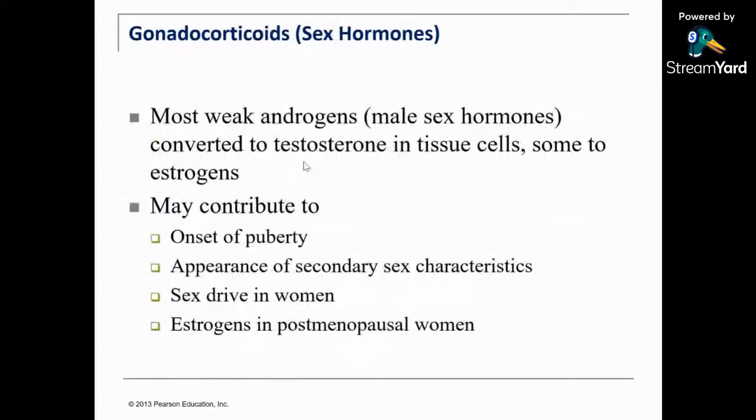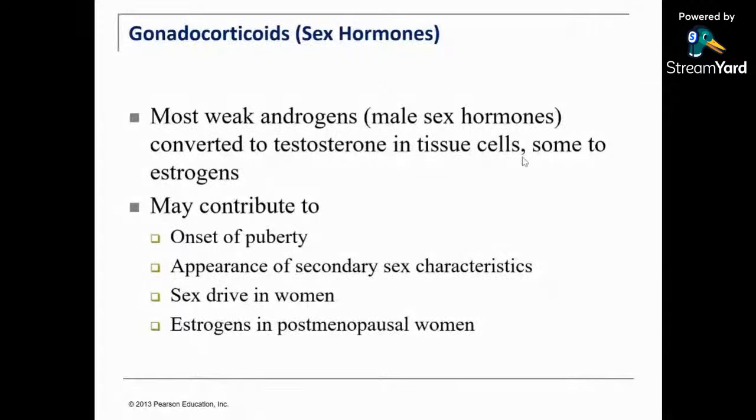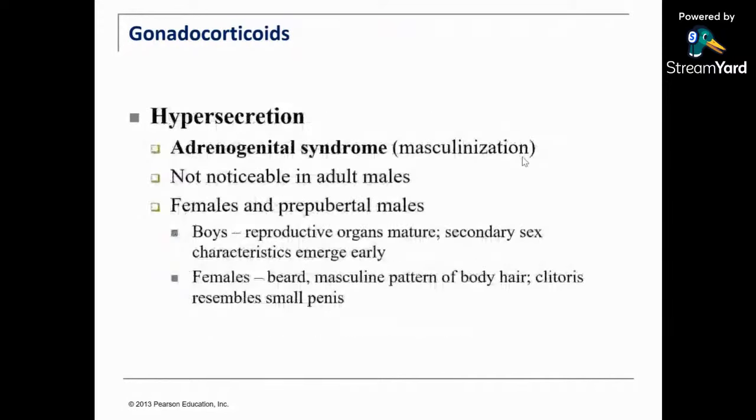Gonadocorticoids: most are weak androgens converted to testosterone in tissue cells, some to estrogen. They contribute to the onset of puberty, appearance of secondary sex characteristics, sex drive in women, and estrogen in postmenopausal women. Hypersecretion causes adrenogenital syndrome, not noticeable in adult males, but in females and prepubertal males, boys' reproductive organs mature and secondary sex characteristics emerge early. In females, a masculine pattern of body hair appears and the clitoris resembles a small penis.